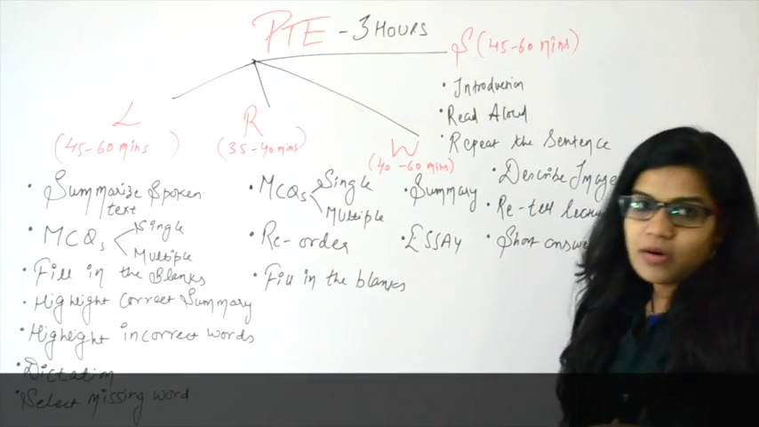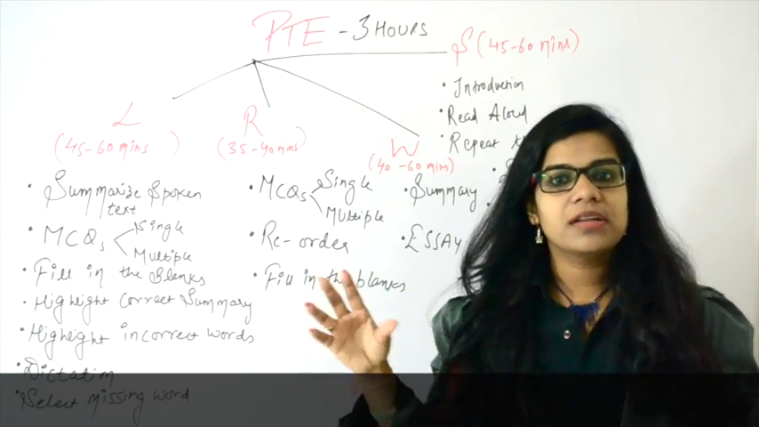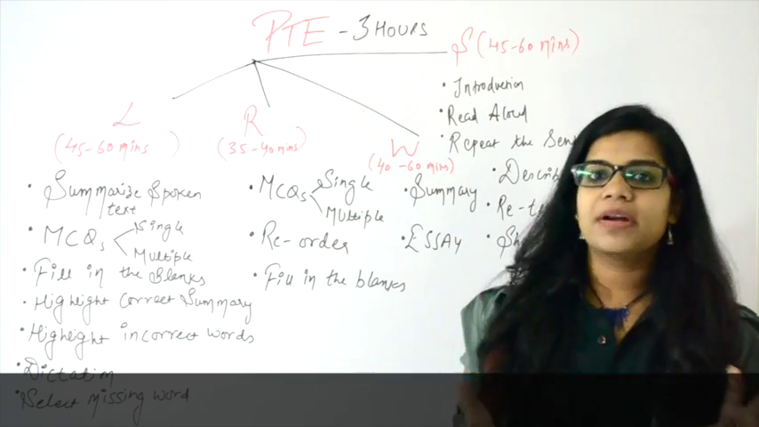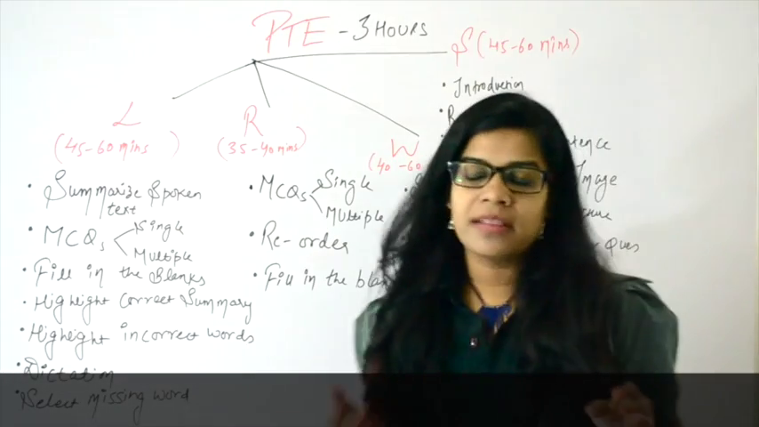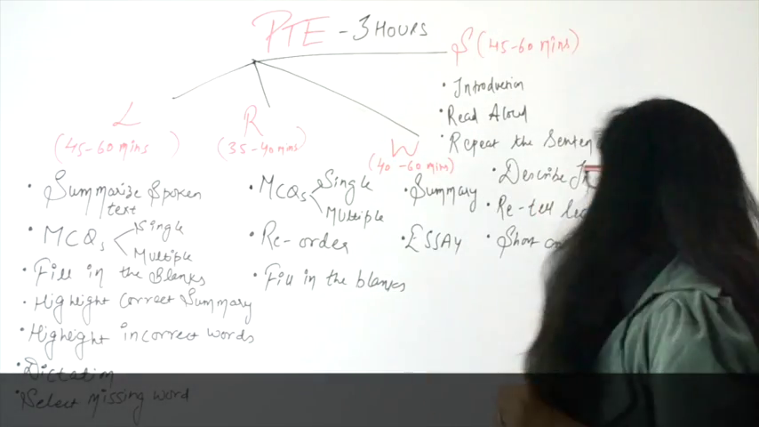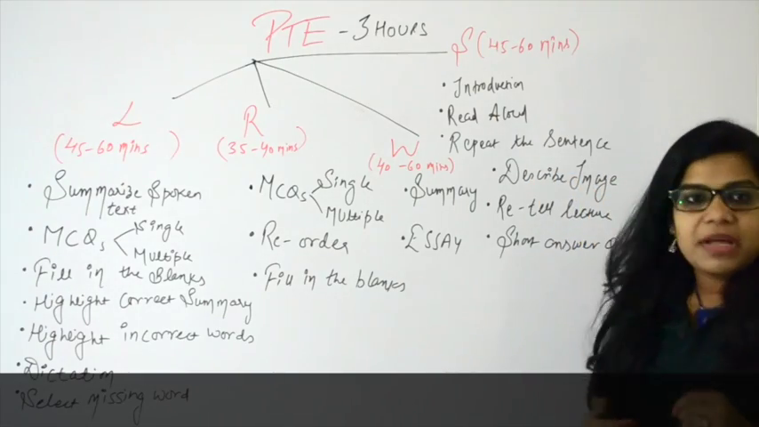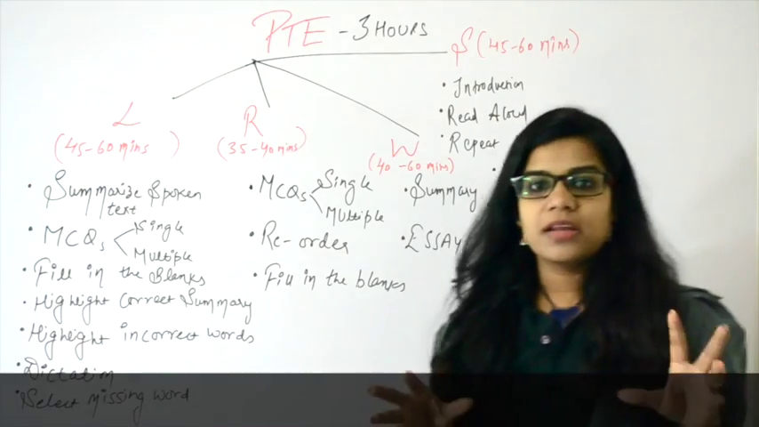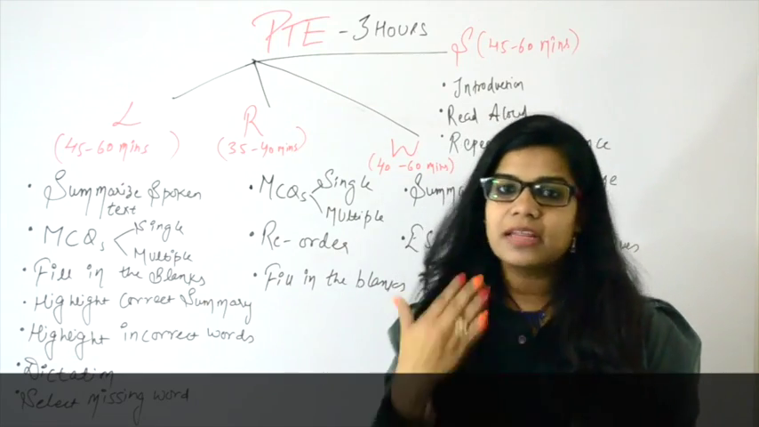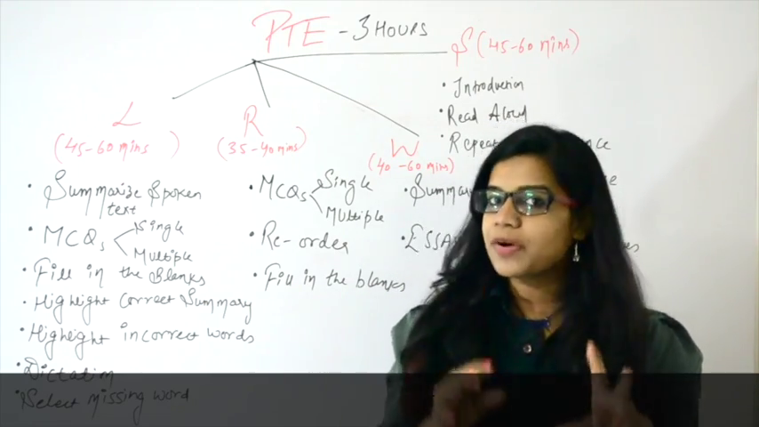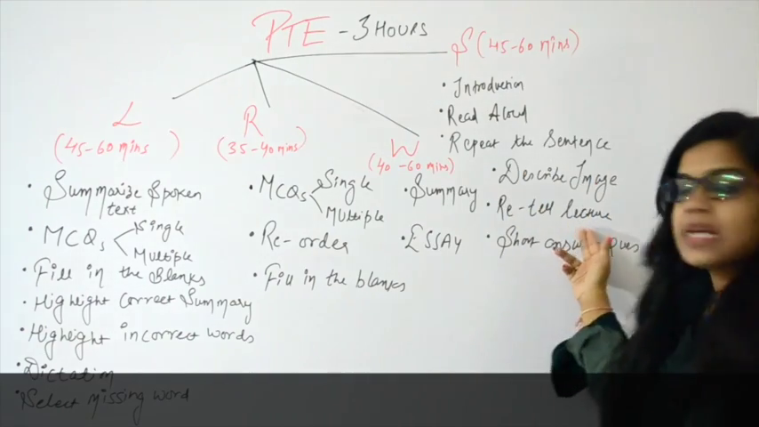Then comes your read aloud, in which sentences would be written. You just need to read them with proper intonation. Repeat sentence would be there, and then you need to repeat that. Then describe image, in which an image would be there. You would get only 25 seconds to just analyze the image, and then you have to speak for 40 seconds on that particular image.